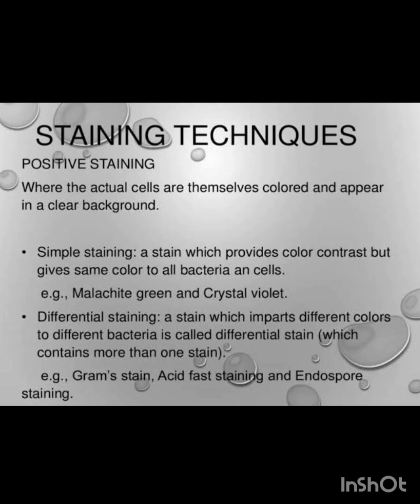In the differential staining, we can differentiate the different types of microbes, for example, gram positive and gram negative bacteria. For this purpose, we perform the gram staining, acid fast staining and endospore staining. They are special types of staining. So different colors are imparted to the microbes, and on the basis of color the different types of microbes are differentiated. That's why it is called the differential staining.